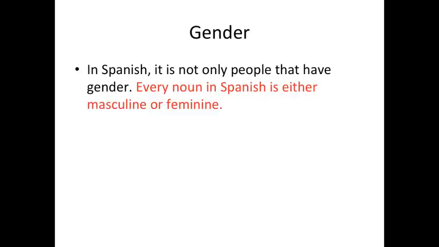However, a big difference in Spanish is that not only people have gender. Every single noun in Spanish is either going to be masculine or feminine. That means, grammatically speaking, books and tables and cars and pens and telephones, etc. All of those are either going to be masculine nouns or feminine nouns. That's something we don't see in English, but it's something you have to pay very careful attention to in Spanish.